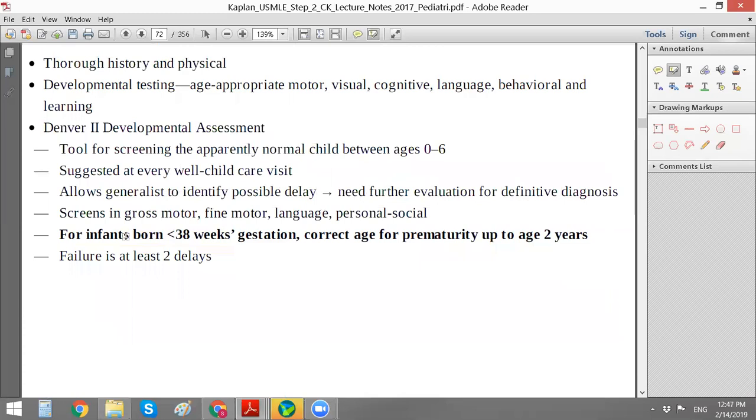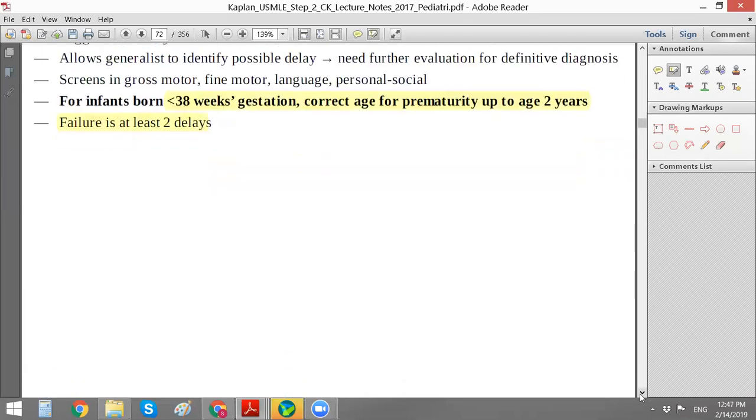For infants born at less than 38 weeks, correct the age for prematurity for up to 2 years. We do this for developmental milestones, where failure is at least 2 delays. This is also important. But we don't correct the age of prematurity for vaccination.